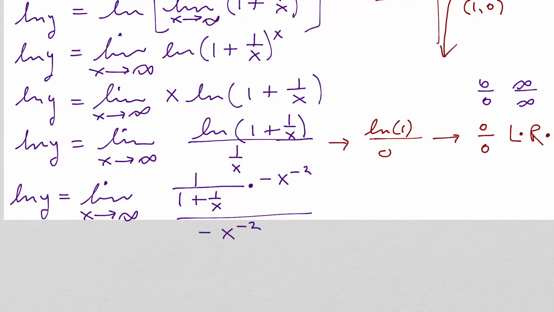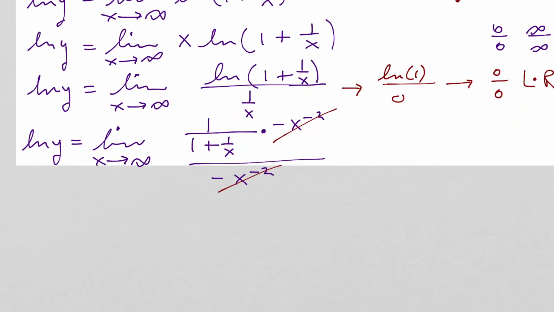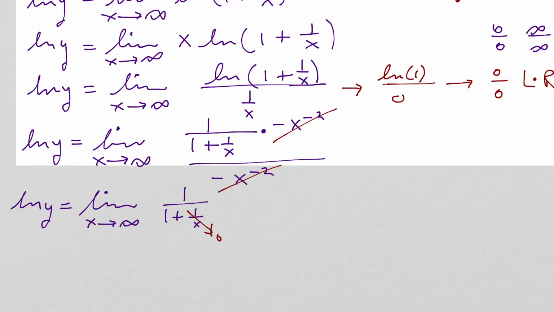All right, so I can cancel those out. Those will cancel. All right, so now I'm left with the natural log of y is equal to the limit as x approaches infinity of 1 divided by 1 plus 1 over x. All right, so now if I try to evaluate this as x approaches infinity, I'll see that this will go to 0 because I have a fixed numerator and a denominator getting infinitely large, so this will approach 0.